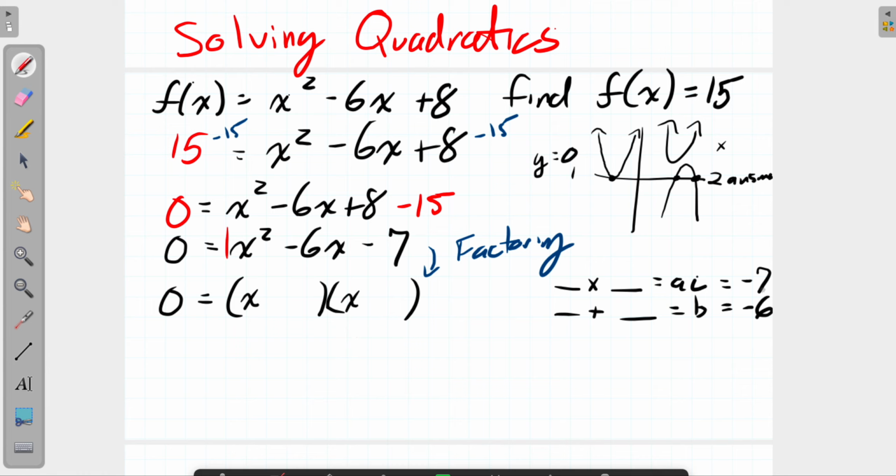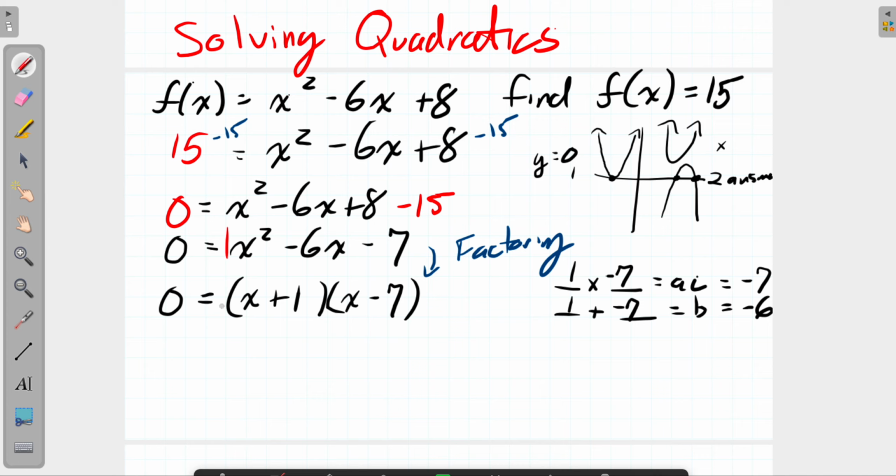So, two numbers that multiply to negative 7. Well, negative 7 is a prime, so you really just got 1 and 7. We just got to figure out what scenario of 1 and 7 also equals negative 6. If the 1's negative, we don't get negative 6, so that means the 7 must be negative. And that means these are the two terms, positive 1 and negative 7 in factored form. So we have them in factored form.